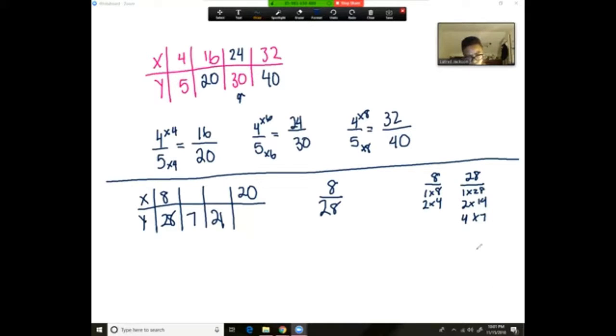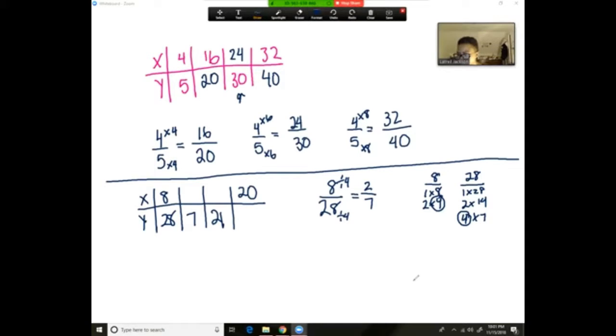Okay, what's the greatest common factor? I see 4 as the greatest common factor. So I can take the numerator and denominator and divide both of them by 4. 8 divided by 4 is 2. 28 divided by 4 is 7. Now, this fraction, 2 over 7, cannot be simplified anymore. This is in the simplest form.